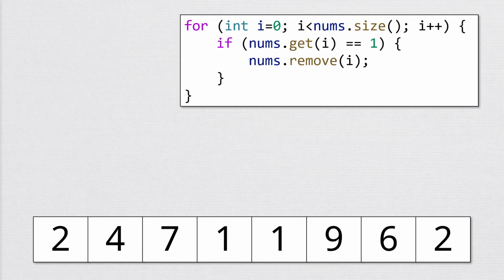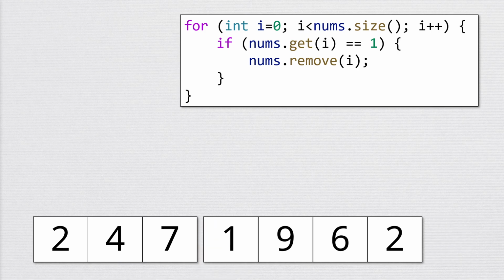Let's change the list up a little bit and see what changes. What we've done is we've switched the first 2 and the 1. Let's run through the code again and see what happens. Starts out the same way. We look at each element and decide if we want to remove it. The 2, the 4, the 7. None of those we want to remove. And then we get to our first 1. The 1 goes away. Everything on the right shifts left.